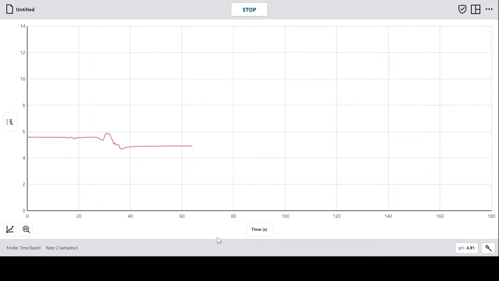And just for comparison's sake, we can go back here to our graph. Okay, let me reset this. Things got a little wonky when I took the probe out. Oops. All right, and so again, here is our regular seawater.